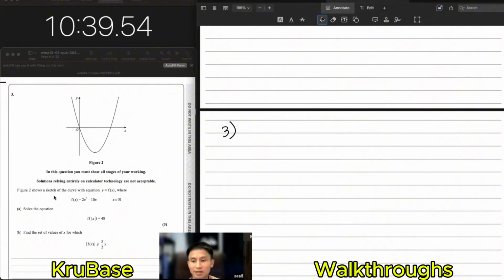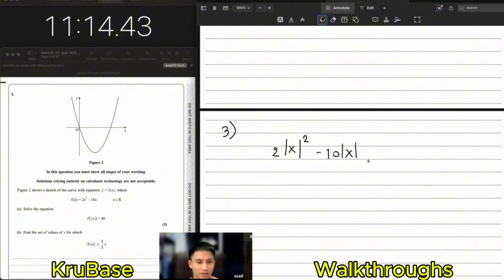So figure 2 shows a sketch of the curve with equation y equals f(x), and they give you the graph. In P3, guys, if you have the graph, use the graph, right? In any question. Okay, so in question A, we're going to solve the equation first. The equation f(|x|), but we have f(x) to be this guy, 2x squared minus 10x. So if we put absolute x in there, we're going to get |x| squared minus 10|x|, or modulus, sorry. And then we equate this to 48.